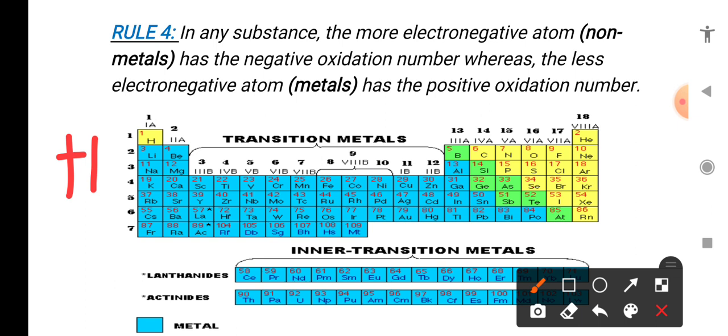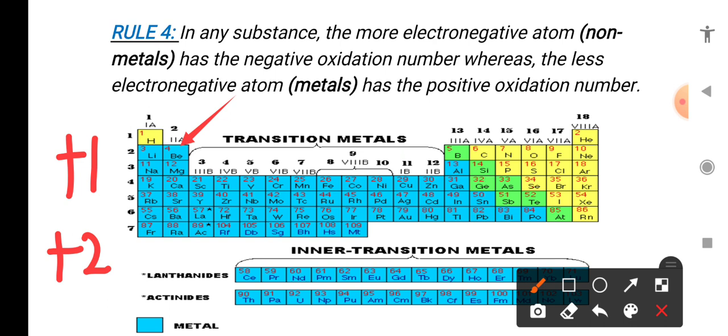Group 2 elements are also very electropositive. They are less electronegative too, so they have positive oxidation number. All group 2 elements have +2 as their oxidation number. You know that they will need to attract 2 more electrons to achieve stable octet structure.